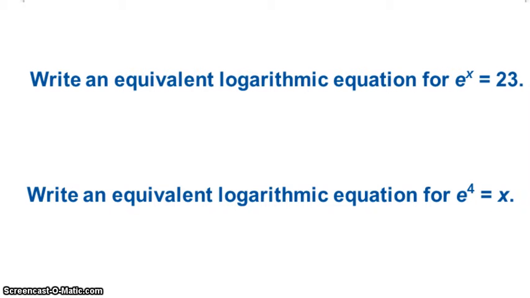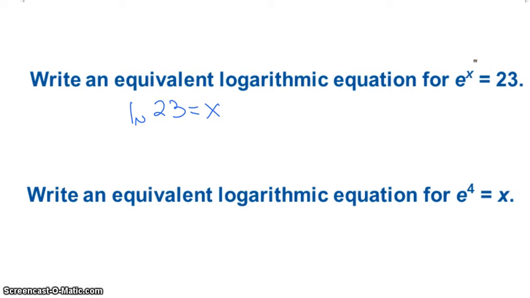So if I was going to write an equivalent logarithmic equation for e to the x equals 23, instead of writing log, I'm going to write ln, or natural log. My base is e, that's taken care of already by the natural log. My argument equals my exponent. Same as we did with logs. It looks different because we no longer have log, we have natural log, but the process is still the same. This is still your base, this is still your argument, and that's still your exponent.